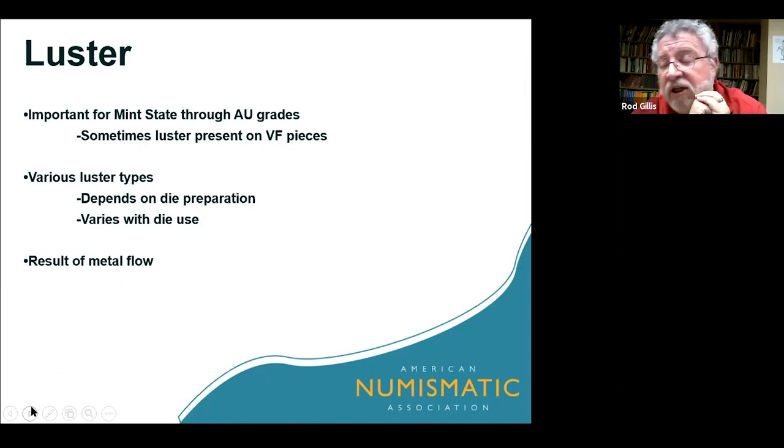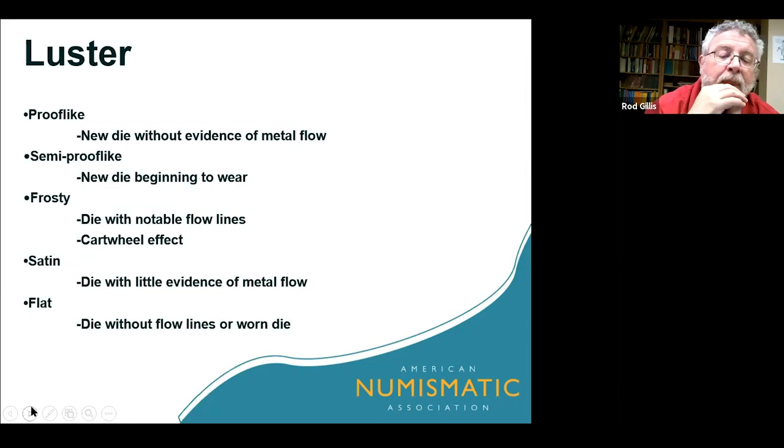Here's the most important. How is luster created? Luster is created through metal flow at the mint. Let me show you what I mean. There are different types of luster, and it really depends on the wear of the dies. So when you have two brand new dies, they're going to create coins that are called proof-like. And I don't like using that term. I understand what it means, but I just don't like it because once again, we're using a proof term in a way to describe sort of grades, and I don't like to do that. But I know what they're trying to say here. And what they're trying to say is with a proof-like coin, it's a business strike coin. It's not a proof coin, but there's a tremendous amount of mirror reflectivity because the dies are so very new.